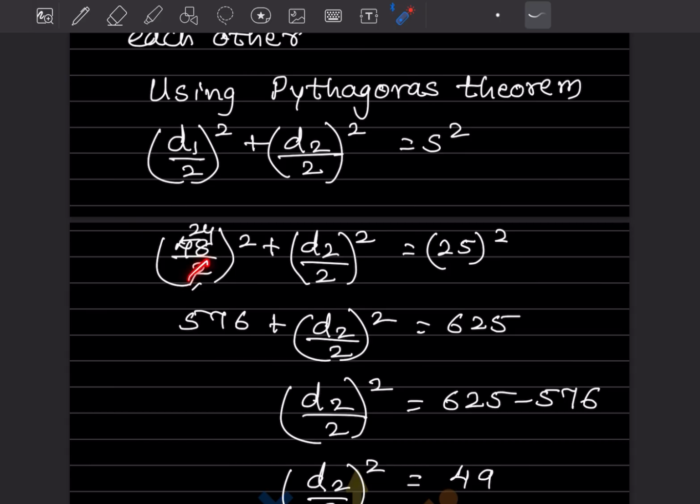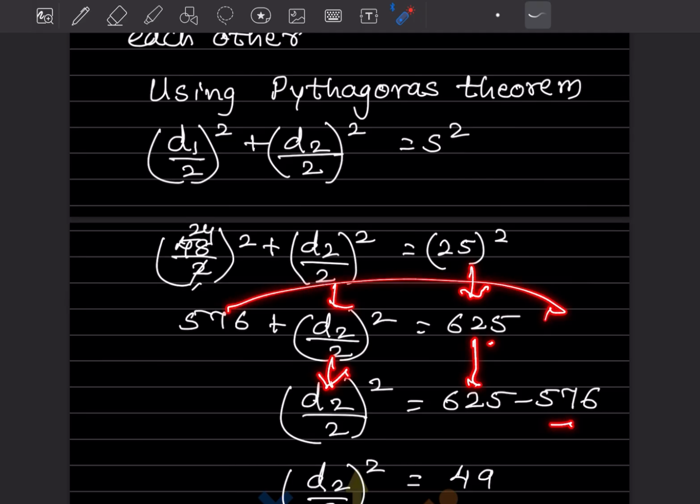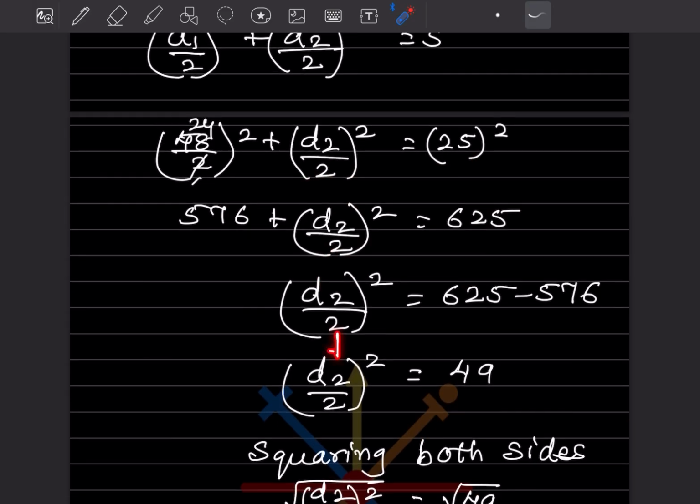Now half of 48 is 24. When you take the square of 24 into 24, that will be 576. This as it is. When you take the square of 25, that will be 625. Now keep 625 on the other side, where it is going to get subtracted. When you solve this, that will be 49.